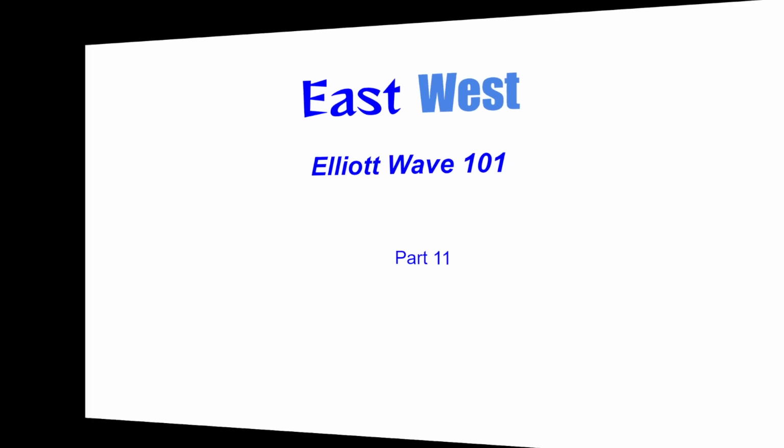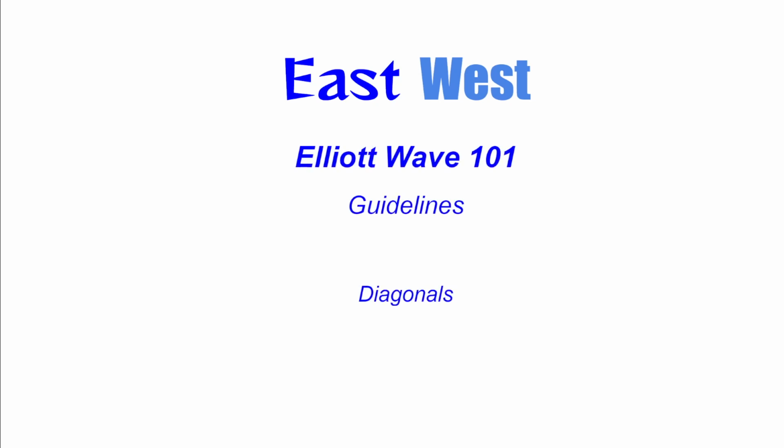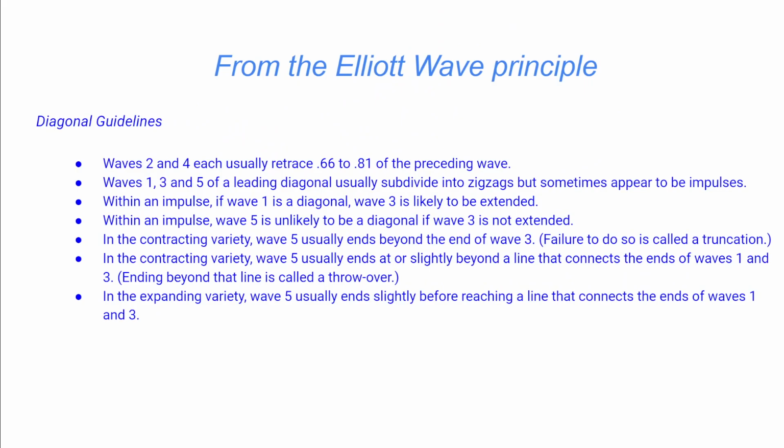In this video, we're going to examine the guidelines of diagonals. So here are the guidelines for diagonals. Waves 2 and 4 usually retrace 66 to 81% of the preceding wave. Waves 1, 3 and 5 of a leading diagonal usually subdivide into zigzags, but sometimes appear to be impulses.